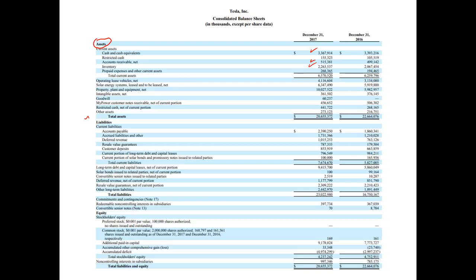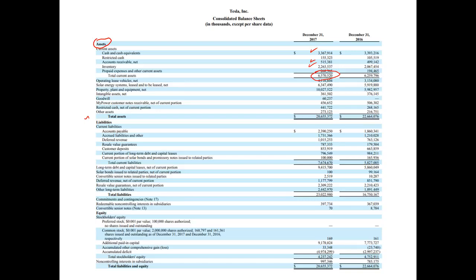So these are things that they've paid, but they have not gotten that service yet. An example of that would be something like a utilities contract, or insurance. I've paid that in advance, but I haven't received the service yet. So we have about 6.5 billion of current assets.